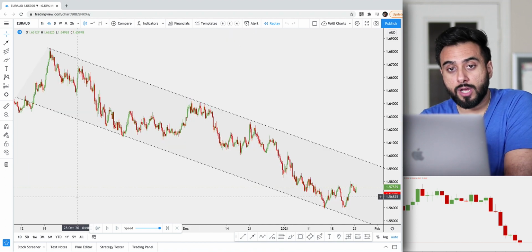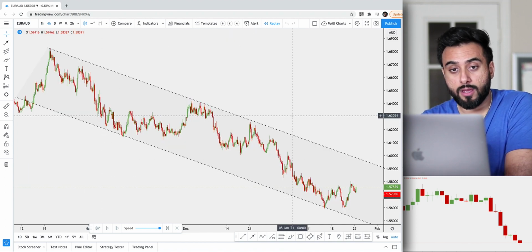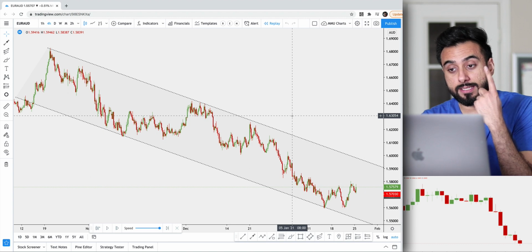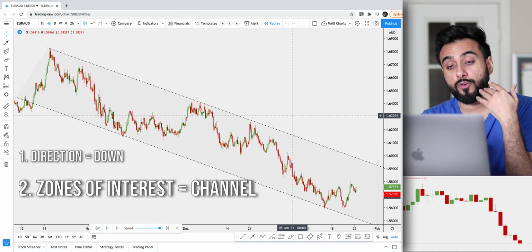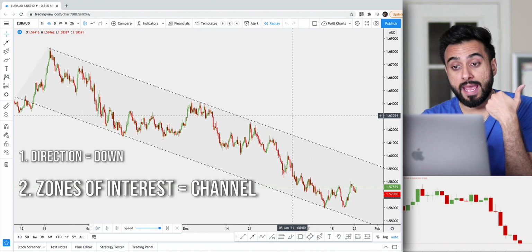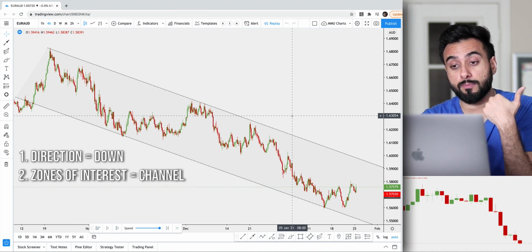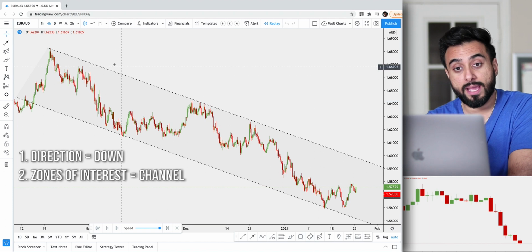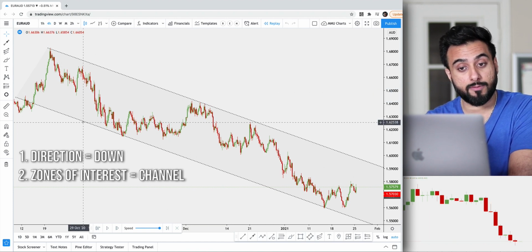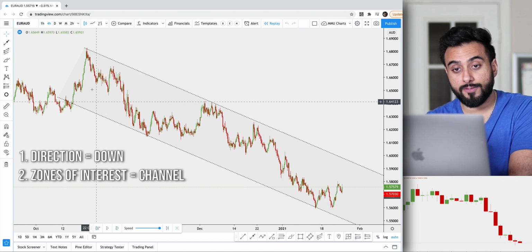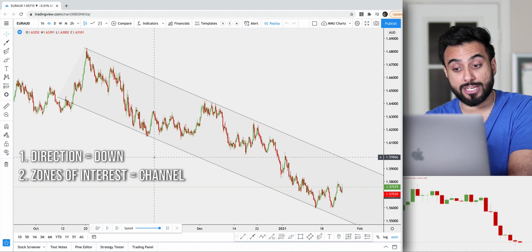Now, another example I want to talk about is Euro AUD. First thing we'll notice is number one, this is going in a down direction, a downtrend. Number two, we need to look for specific zones of interest. And what technical analysis we could employ is just drawing a channel. Why? Just connecting the tops and seeing if there's a trend line at the bottom that matches it. And in this case, you can definitely see that this is creating what's called a very clear descending channel, right?